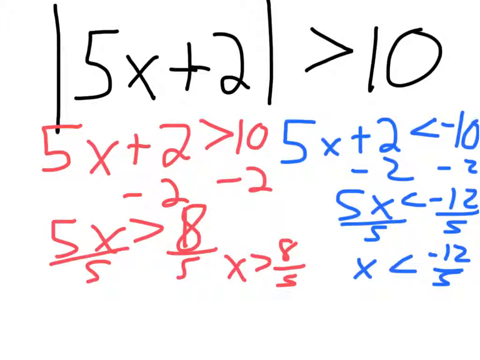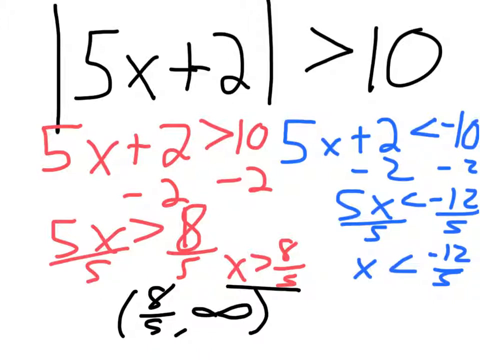So if you want to give it in interval notation, you've got to combine both these facts. x is bigger than 8 over 5, so this fact says 8 over 5 to infinity. It can be anything bigger than 8 over 5.